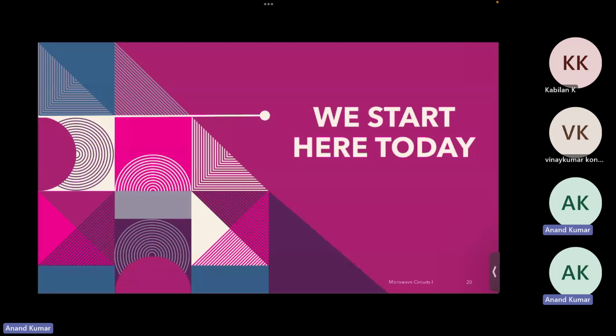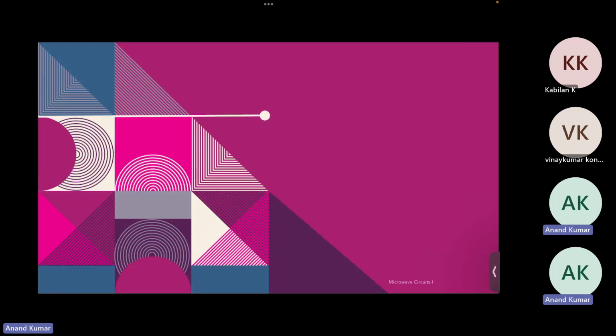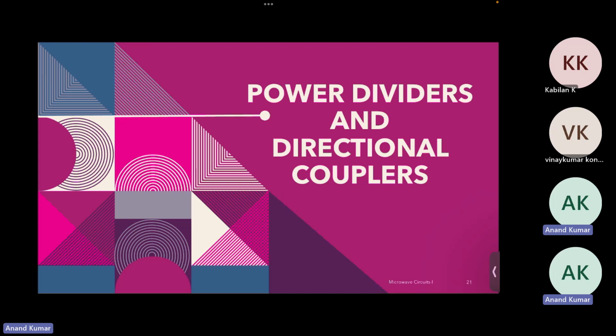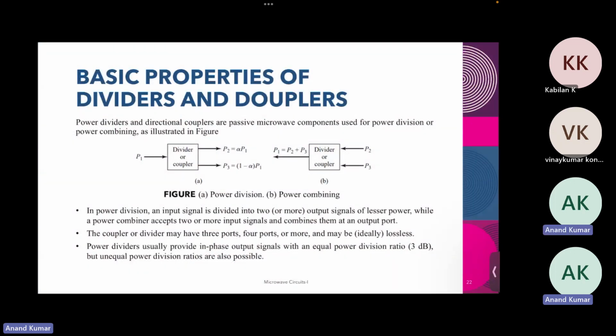Okay, so we'll start with the next module. The next module is power dividers and directional couplers. We are slowly getting into different circuits. In the previous module we looked at resonators, and now we are looking at power dividers. These are very useful components in microwave circuits, and also directional couplers. So let's take a look at what these dividers and couplers are.